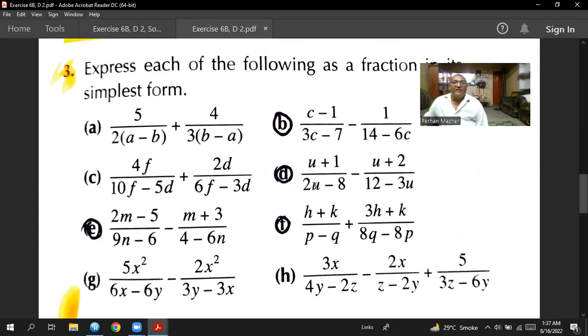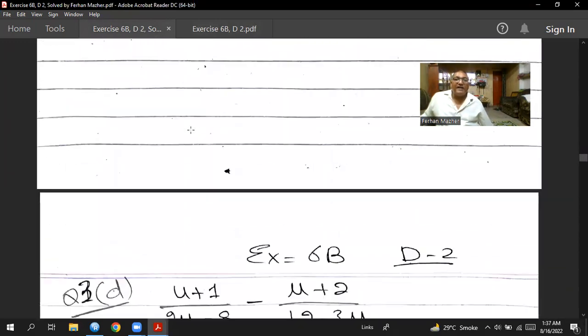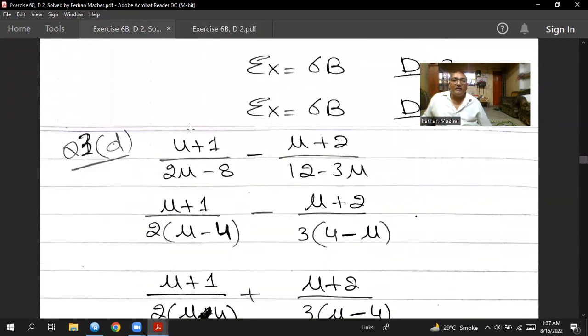So from here, I will take the 2 common, so 2 bracket u minus 4. From here, I will take minus 3 common. So when you take the minus 3 common, this will become plus. Downstairs, you will have 3 bracket, and it will also be u minus 4. And then I will try to make the denominator same, and let me show you how this is done.